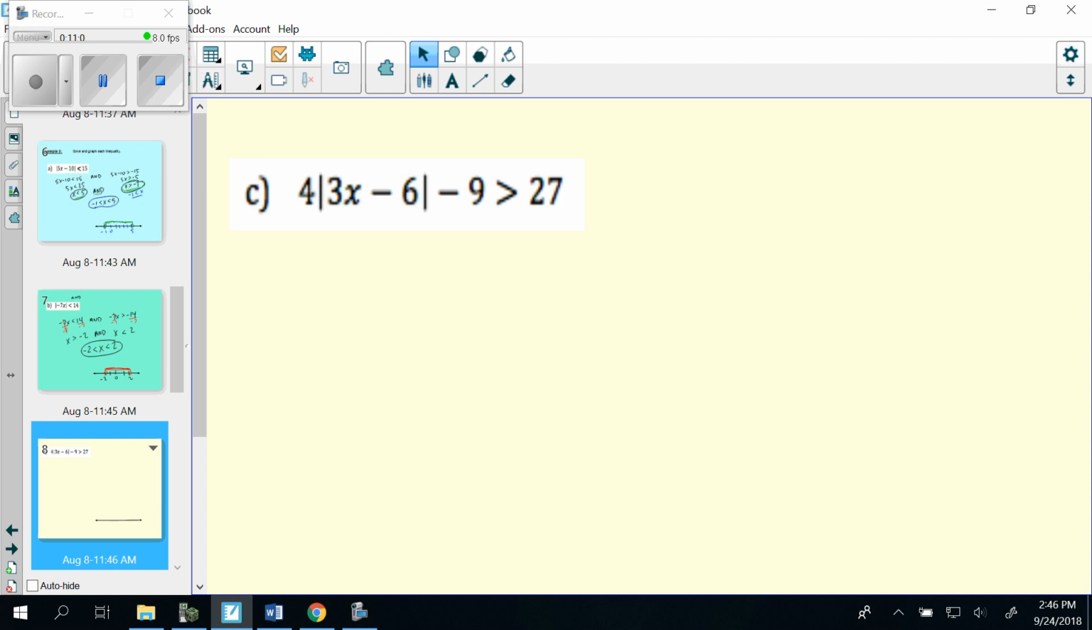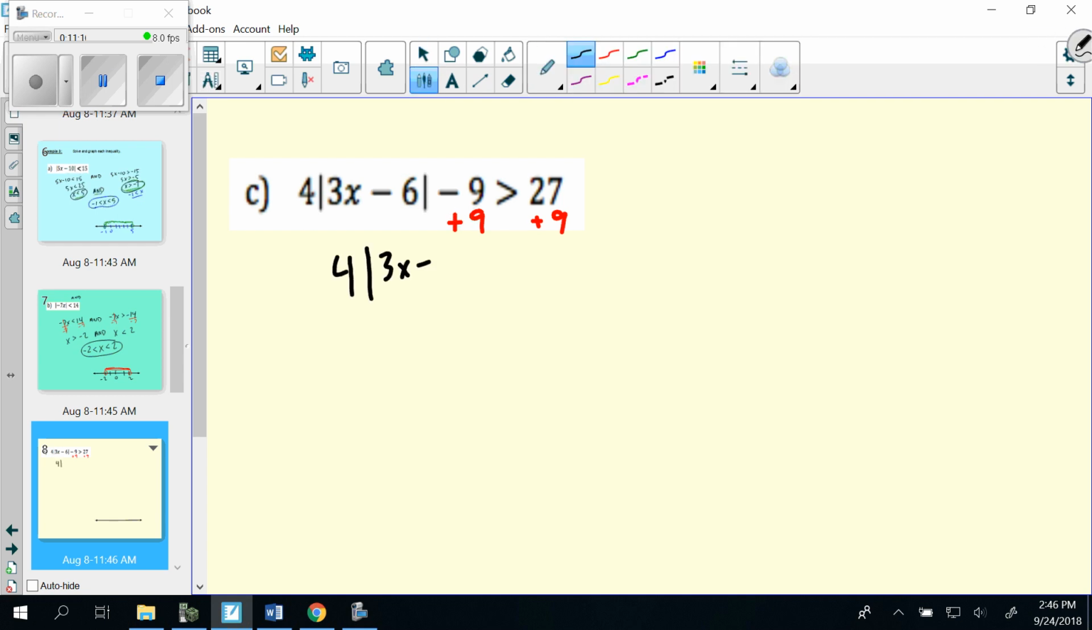For C, why don't you pause the video, try that one out yourself, see what you get. All right. Let's see what you got. Remember, isolate the variable first. So we want to add 9 here. That would be 36. Now we got to get rid of this 4.